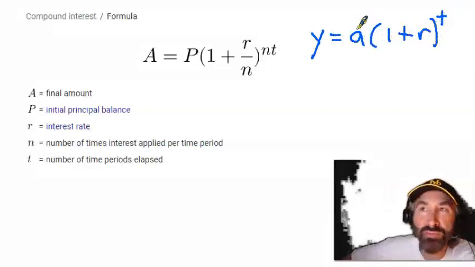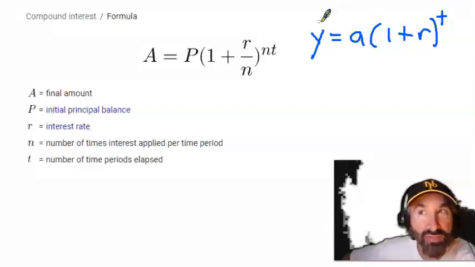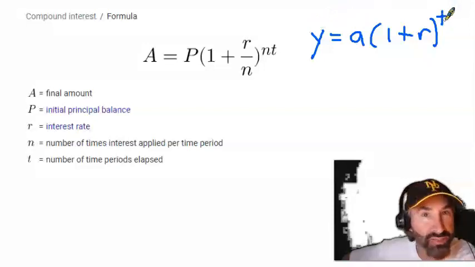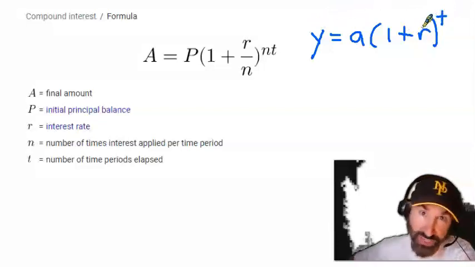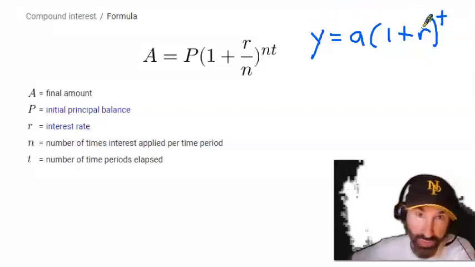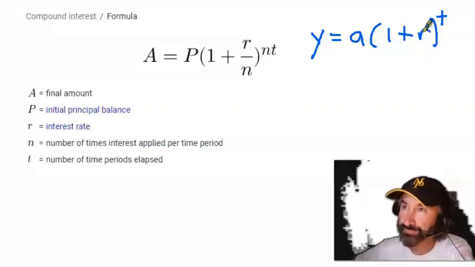this little a would be the starting amount of money. This y would be the amount of money you get after so many years, t. And this R would be the rate of growth, which could be a percent, like 7% or 8.23%.